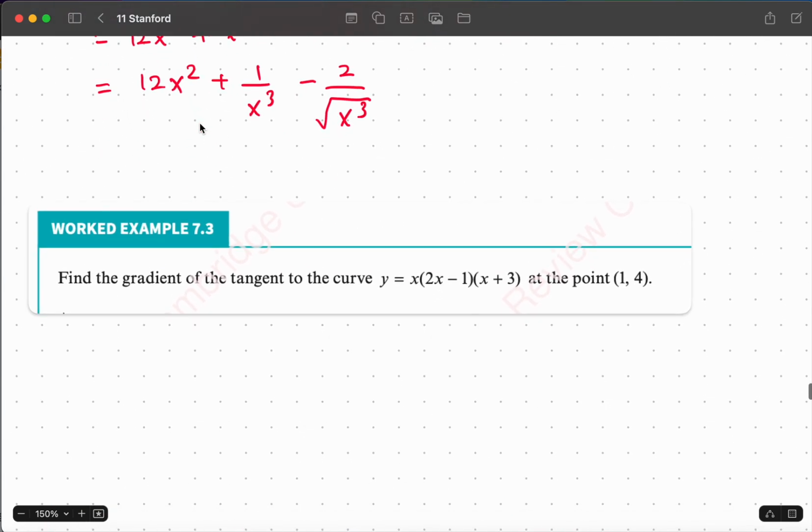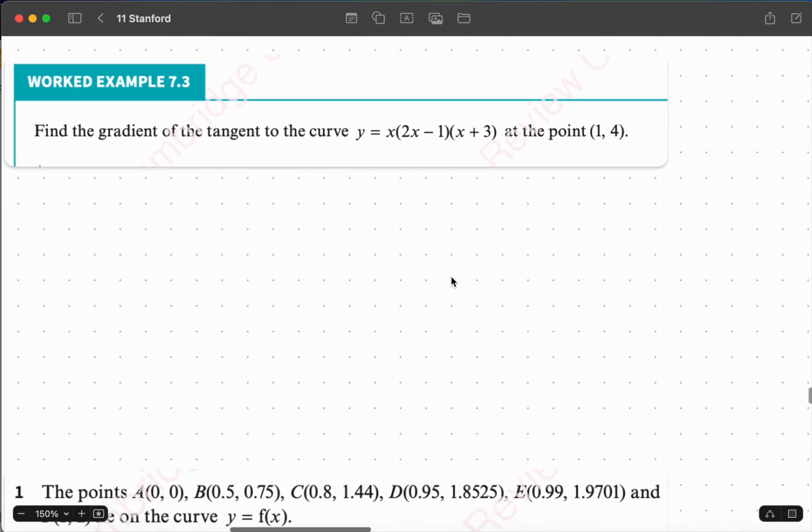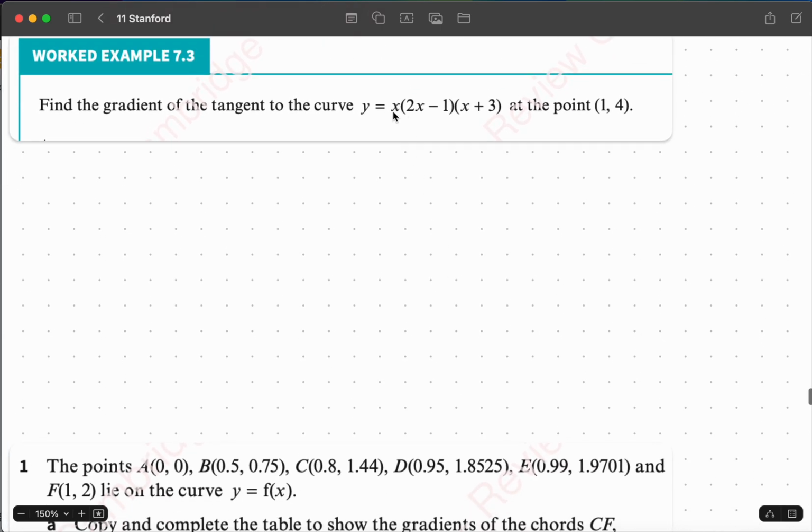But this is addition and subtraction. Okay, what about if it's multiplication like this, guys? If it's multiplication like this, you cannot differentiate directly one by one, like differentiate the x itself and then 2x minus 1 itself and x plus 3 itself. But remember, you need to multiply everything first until it becomes subtraction and addition, and then you can differentiate it. Okay, guys, so let's multiply the y first.